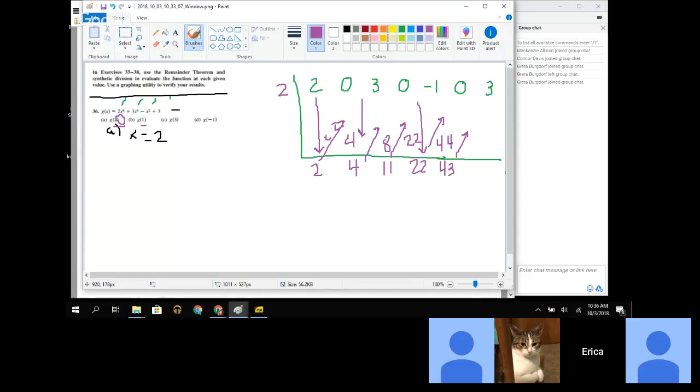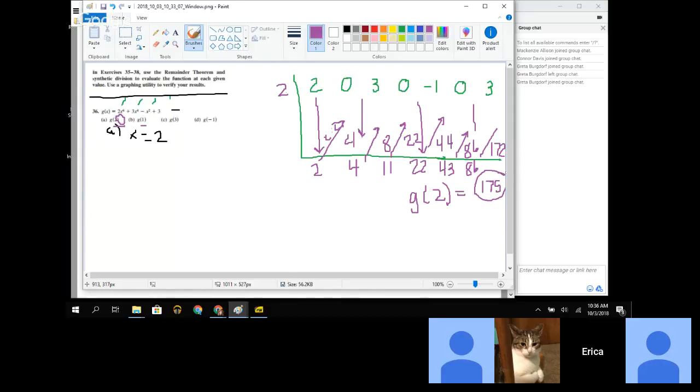Multiply 2 times 43 and you get 86. Add 0 and 86 together. You get 86. Multiply by 2 and you get 172. Add 172 and 3 together and you get 175. So this thing called the remainder theorem says that whatever the remainder is, that's what g of 2 is.